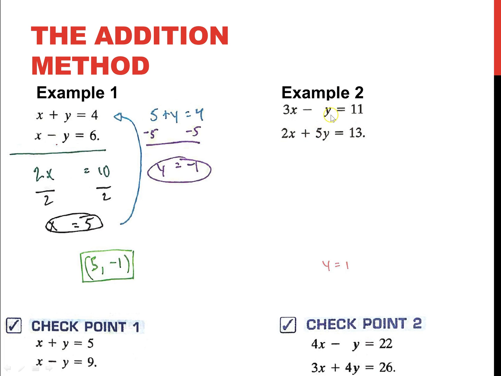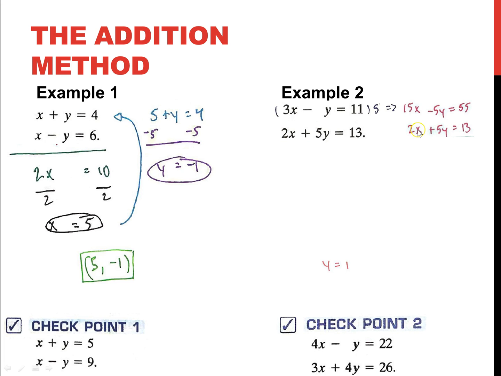So for example 2, I also see that I have y's with opposite signs. So y is going to be the easiest one for me to isolate here, but I need to do a multiplication of the first equation by 5. Now why did I choose 5? Because this is a positive 5y, so I want them to cancel easily. So the easiest way is if I multiply the first equation by 5. So when I multiply the first equation by 5, I have 15x minus 5y equals 55. Remember, this 5 multiplies each term in the equation. I bring the second equation underneath, and now I see that if I add them together, the y's will cancel.